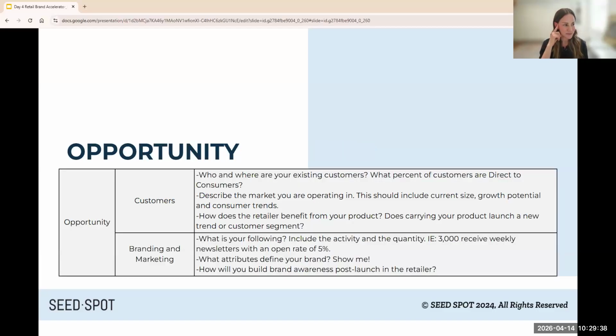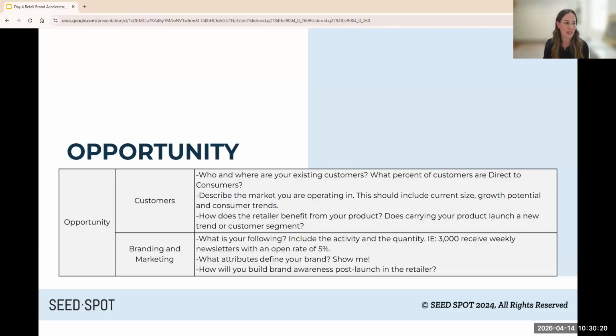Okay, the opportunity. This is where you're going to talk about your customers. Most of you have at least sold direct to consumer, or in farmers markets, or in small retailers. You want to really know your existing customer. You want to know what percentage of your customers are direct. If you're selling online now and you have details about geographically where your customers are, that would be great to tell the retailer. Say this product is going to do awesome in Atlanta because most of my direct customers are coming from the Atlanta area. So definitely know as much as you can about your customers and share that with the buyer.